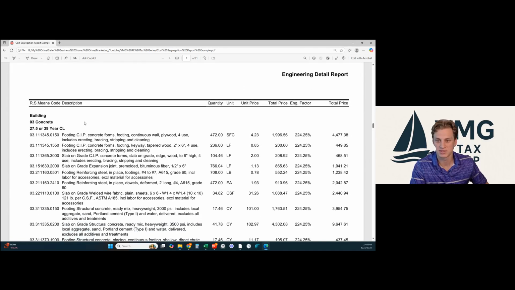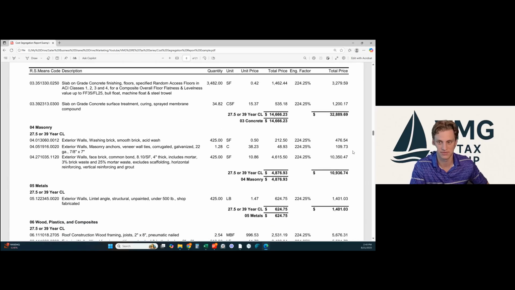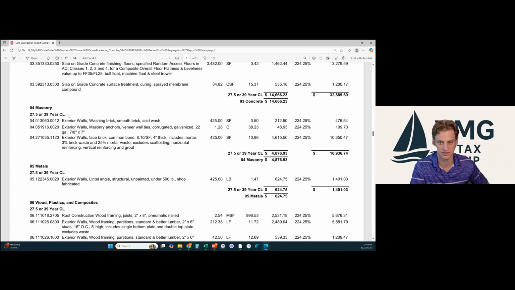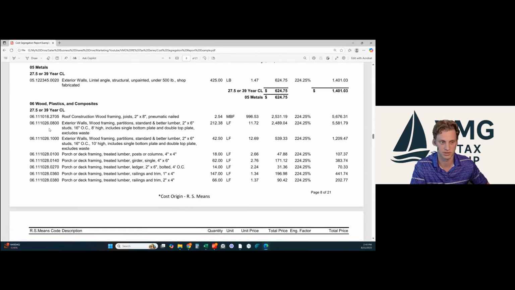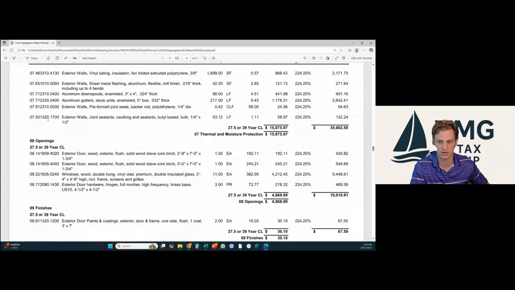But here are some things you can see. They mark everything in the building, 27 to 39 year. This is concrete. Just this had $33,000 value in concrete. Masonry was $11,000. Again, this is all 27 or 39 year stuff. So most of the stuff you see in a house is 27 or 39.